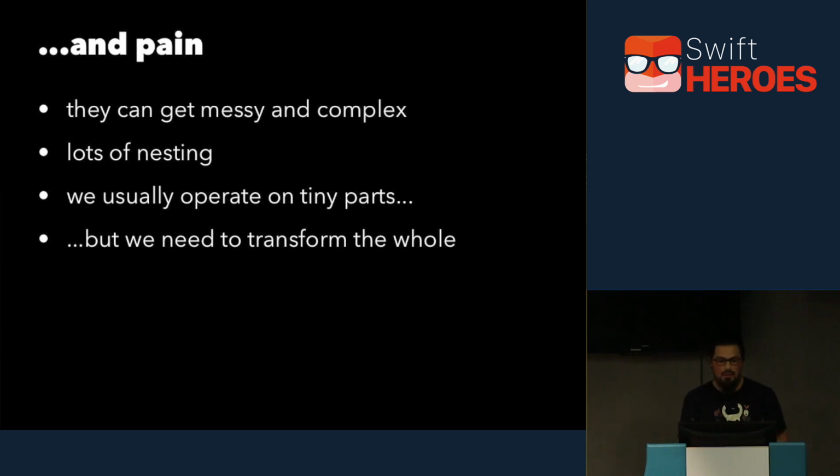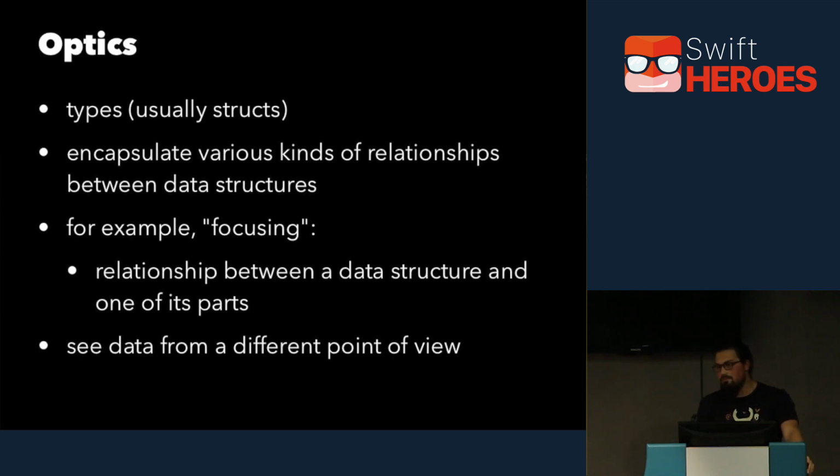hard to manage. And also, usually, we like to operate on tiny parts. Maybe, for example, a certain event in our application has to trigger, okay, a mutation somewhere. We would like to mutate the state in a certain place. But just that, we would like to just operate on that tiny bit. But eventually, we would like to get a transformation on the whole state. And that's where optics come in.